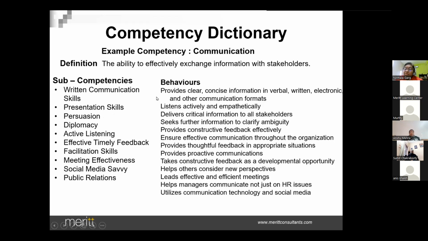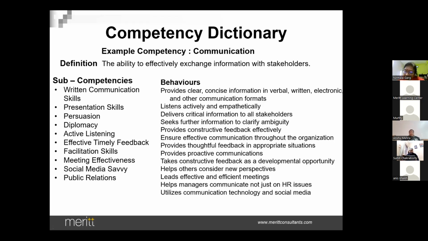Generally, what are the behaviors? I've also written a list of behaviors. You can take a snapshot of this. The behaviors will be: provides clear, concise information, both verbal and written; listens actively, empathetically; delivers critical information to all stakeholders; seeks further information to clarify ambiguity; provides constructive feedback. You can take a snapshot, guys. So these are the list of behaviors.